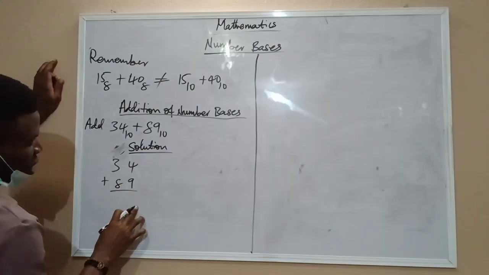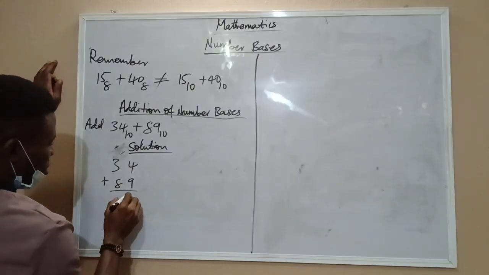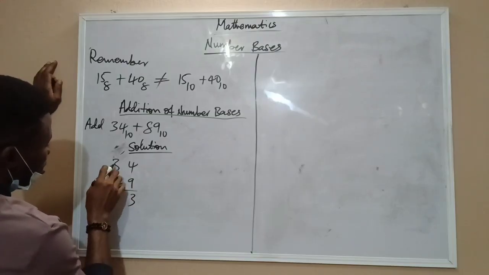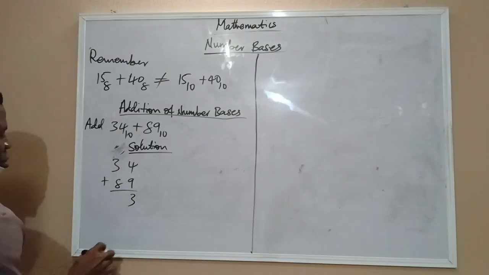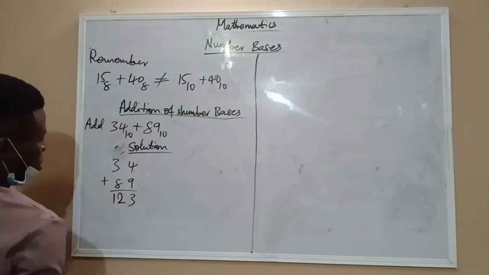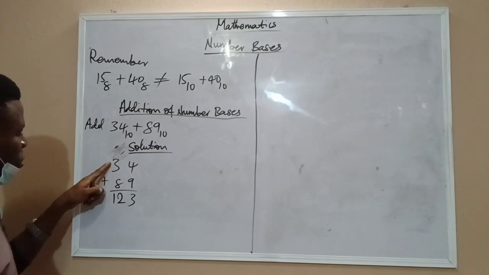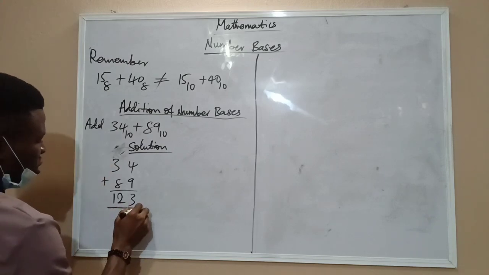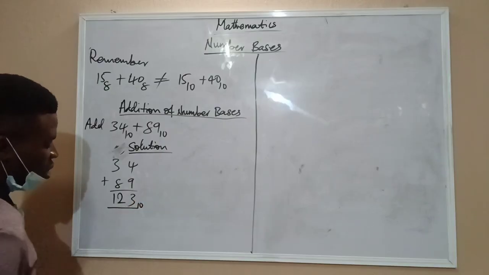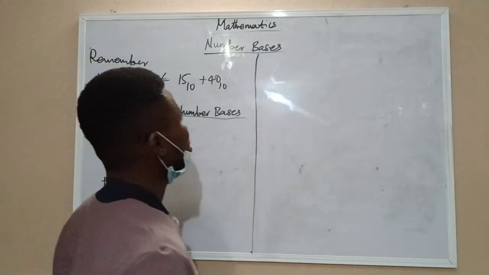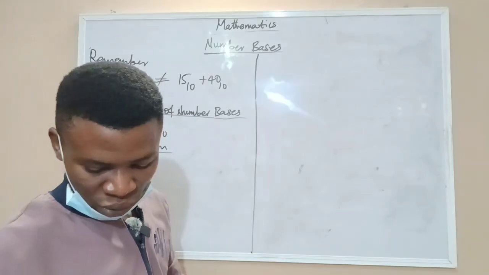Now, 9 plus 4 is what? 13. Write 3 and carry 1. 8 plus 3 is 11, plus 1 is 12. Write 2 and carry 1. So this is in base 10. Remember, it is in base 10. This one is very simple. Everybody knows about it. That one is done, so let's now move to the other one.